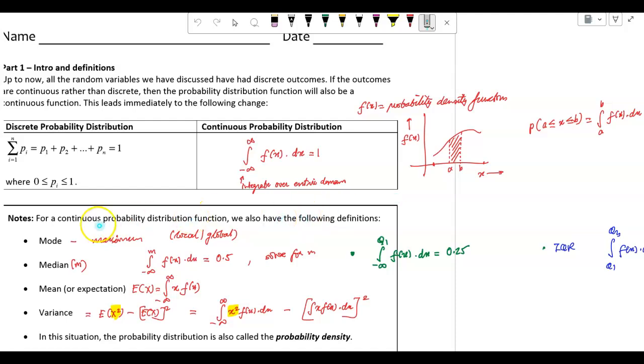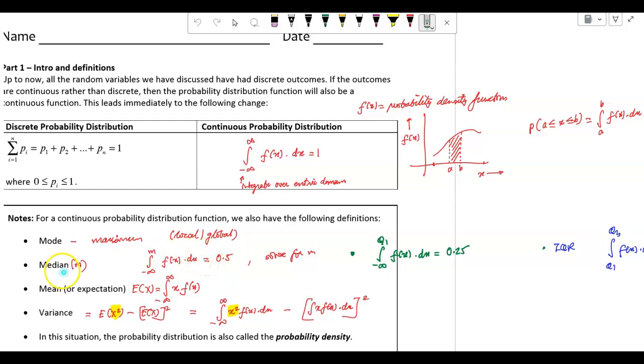For a continuous probability distribution function, we have the following definitions. Mode is where the maximum of the function is. Or you look at the global maximum. Sometimes the endpoints may be the maximum, like if the function is like this. You see what is maximum, and that corresponding x value will give you the mode.